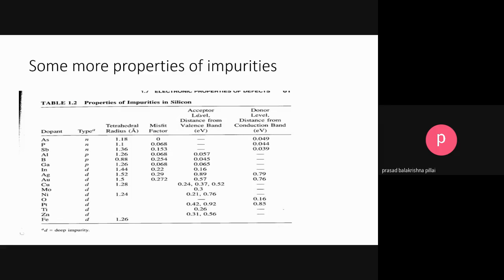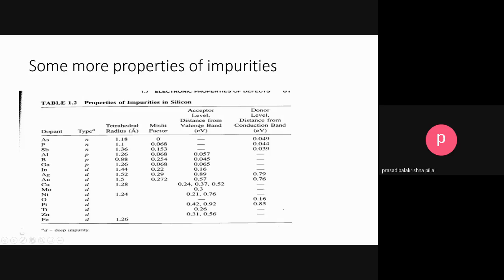Now, this is what I showed, some of the properties of impurities. Tetrahedral radius is about the unit cell we are talking of. In crystallography, that unit cell will come. Anyway, you don't worry about that. But the interest is the misfit factor. Already I have discussed in the last class. You can see that arsenic has a misfit factor of 0, and phosphorus also has a very low misfit factor. So these are the misfit factors of various other impurities which are incorporated in silicon.